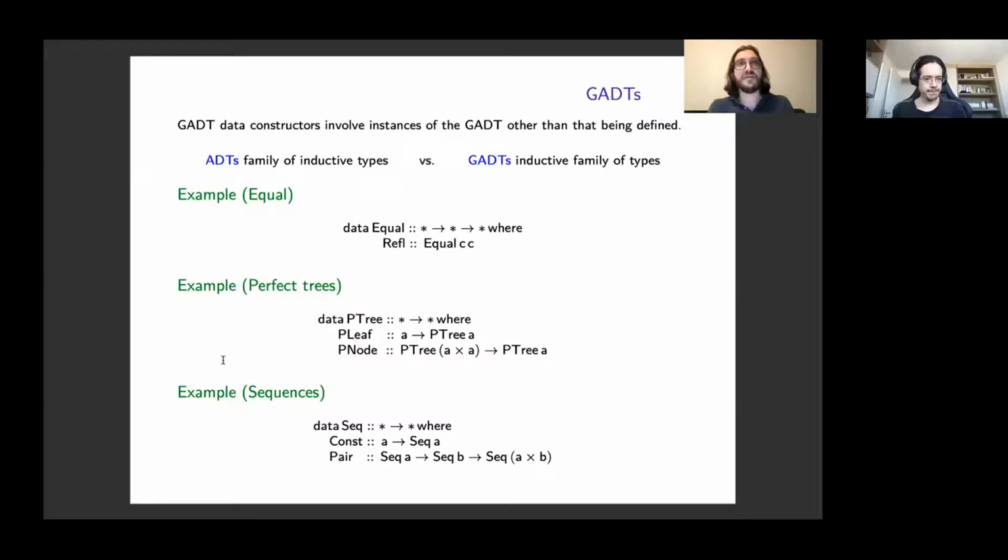Here we have three examples of generalized algebraic data types. The type of equality, which can only be constructed when its two type arguments are the same. The type of perfect trees, which is guaranteed to hold a power of 2 number of data elements thanks to the p-node constructor. And finally, the type of sequences, whose pair constructor exclusively forms sequences of pairs.